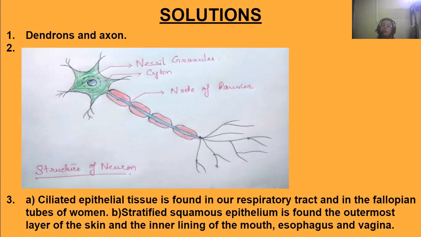Now, stratified squamous epithelium is found in the outermost layer of the skin and the inner lining of the mouth, esophagus, and vagina. So, the inner lining of the tubes, that is the food pipe, the mouth, the esophagus, and also the vagina, and also the outermost layer of the skin is formed by stratified squamous epithelium.